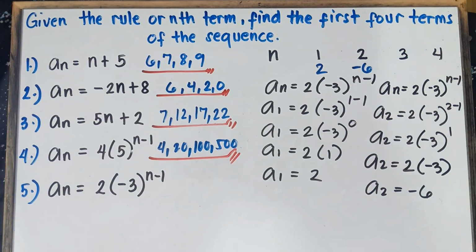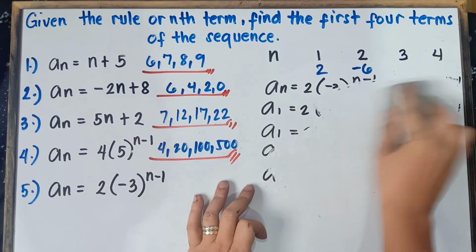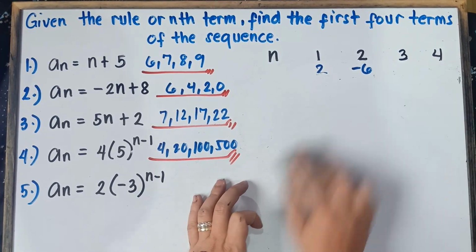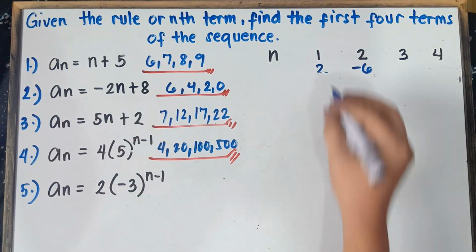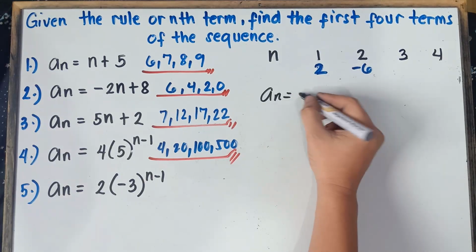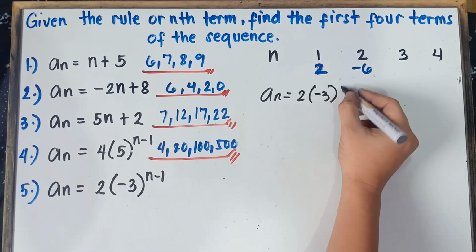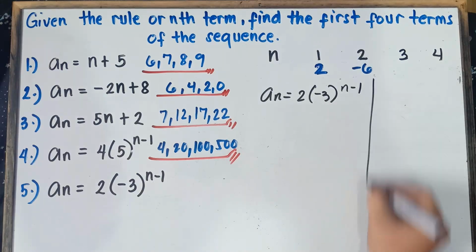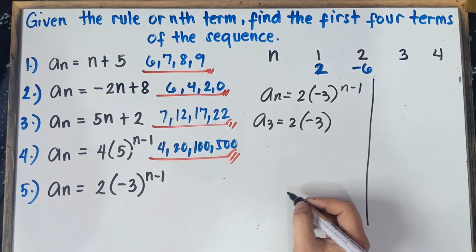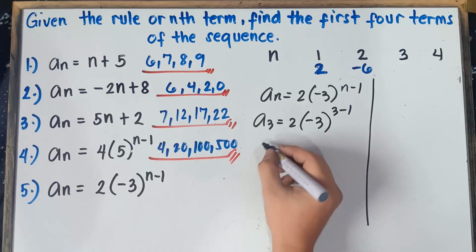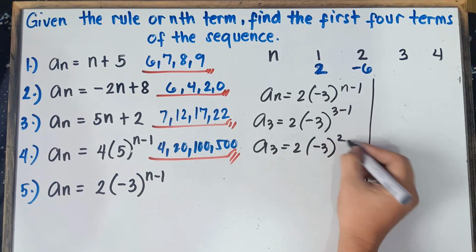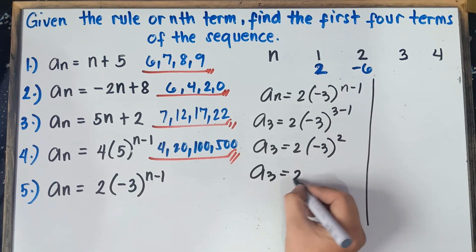Alright, so let's check the third term. You paused the video a while ago, class. We don't have enough space, so let's have the third term. So this will be a sub n equals 2 times negative 3 raised to the power of n minus 1. So our third term, a sub 3, equals 2 multiplied by negative 3 raised to the power of 3 minus 1, since n is 3. 3 minus 1 is 2. So a sub 3 equals 2 times negative 3 raised to the power of 2.